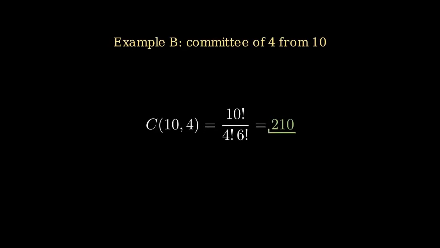Worked example B, a straightforward combination. How many ways can you form a committee of 4 people chosen from a pool of 10? Order doesn't matter for a committee, so this is C of 10, 4 equals 10 factorial divided by the quantity 4 factorial times 6 factorial equals 210.